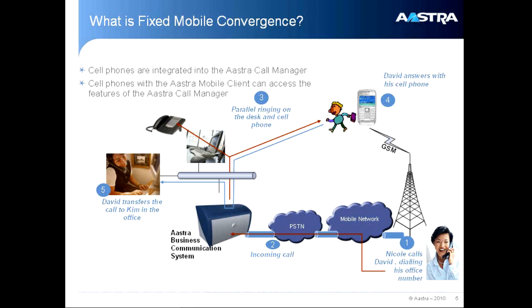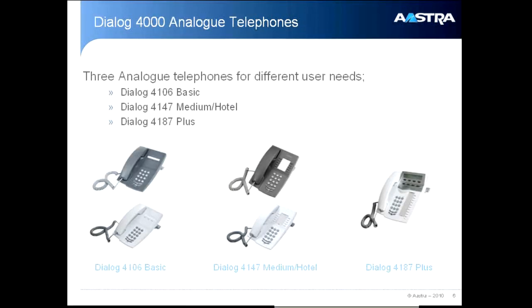Next, we'll take a look at currently supported terminals and telephones. Here we have the Aastra Dialog 4000 series of analog telephones, each model specifically developed to take on different user needs. The 4106 is a classic telephone for basic demands and is an ideal device for use in office visitor or service areas.